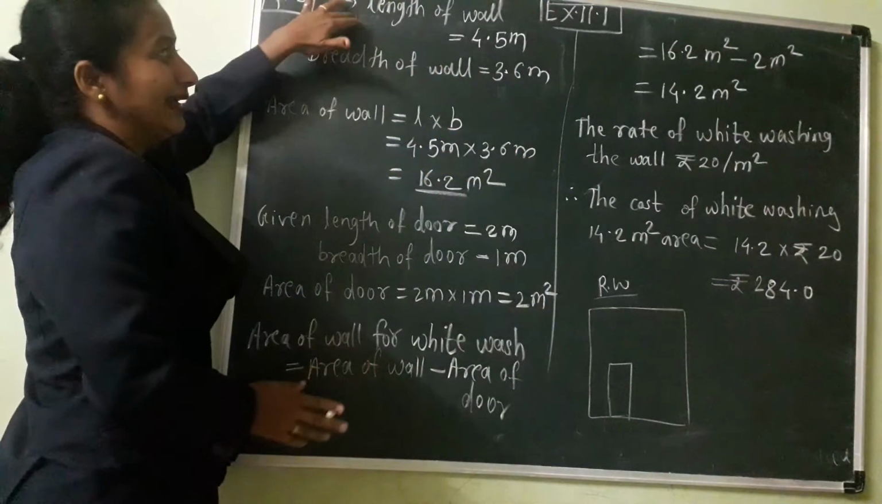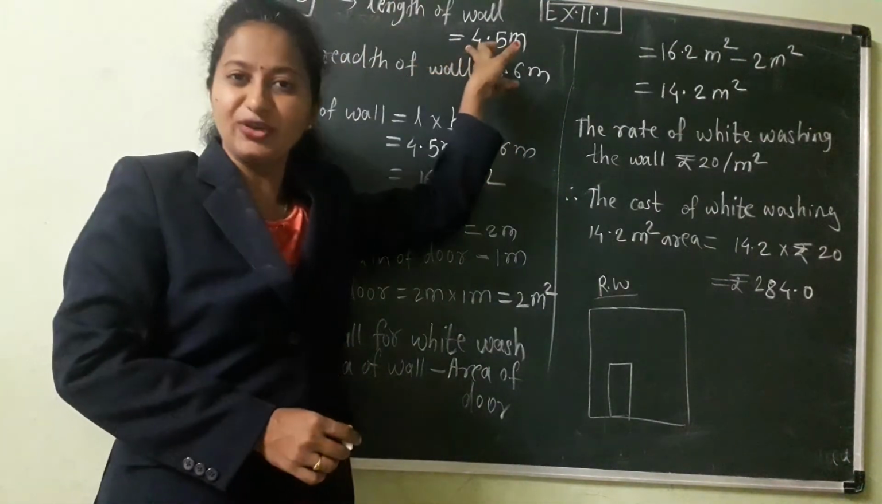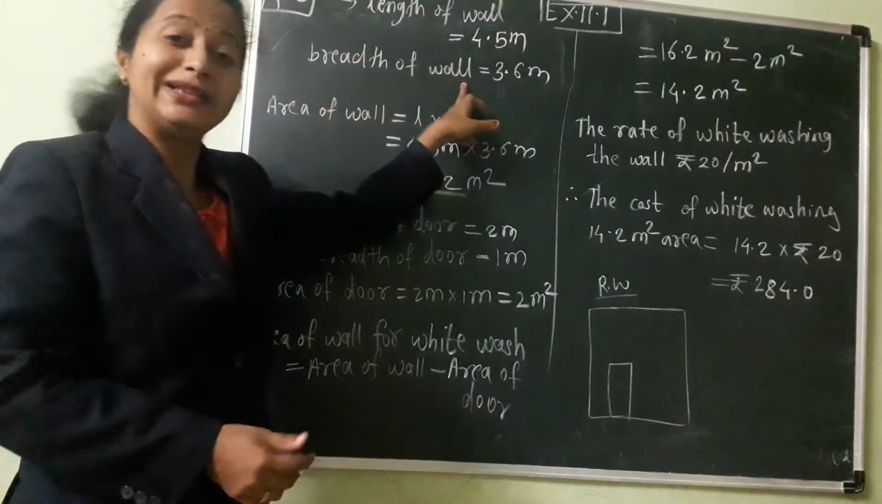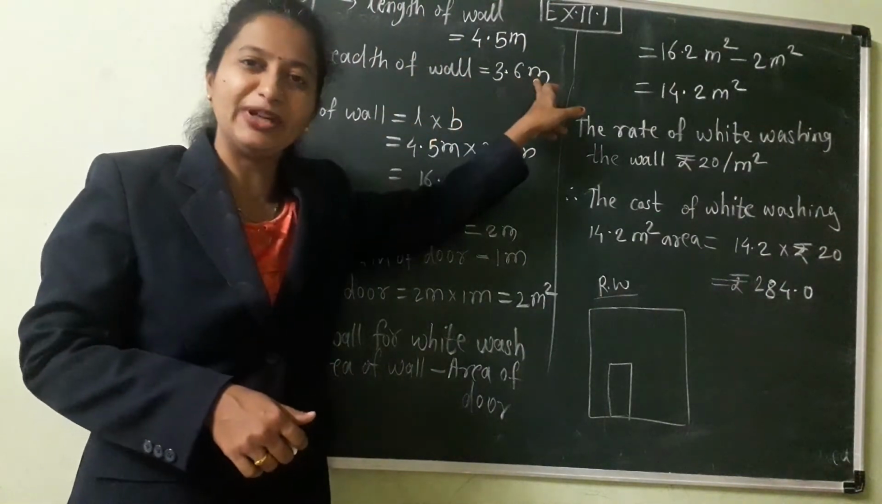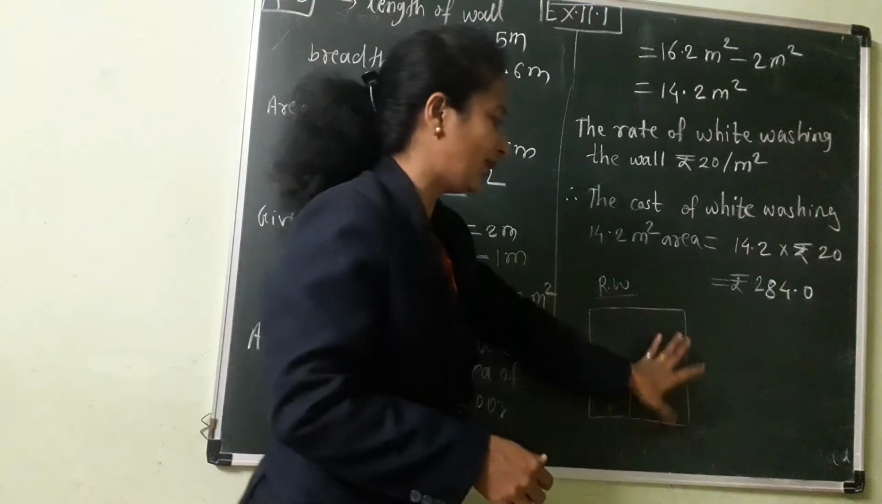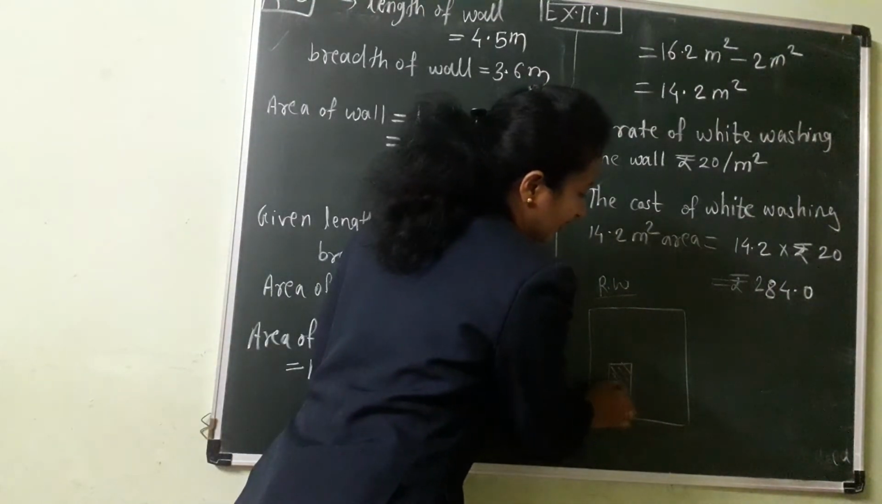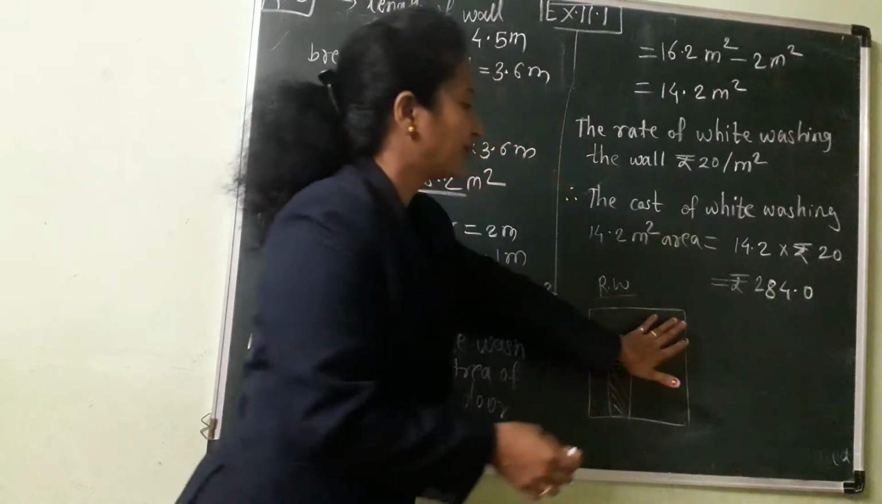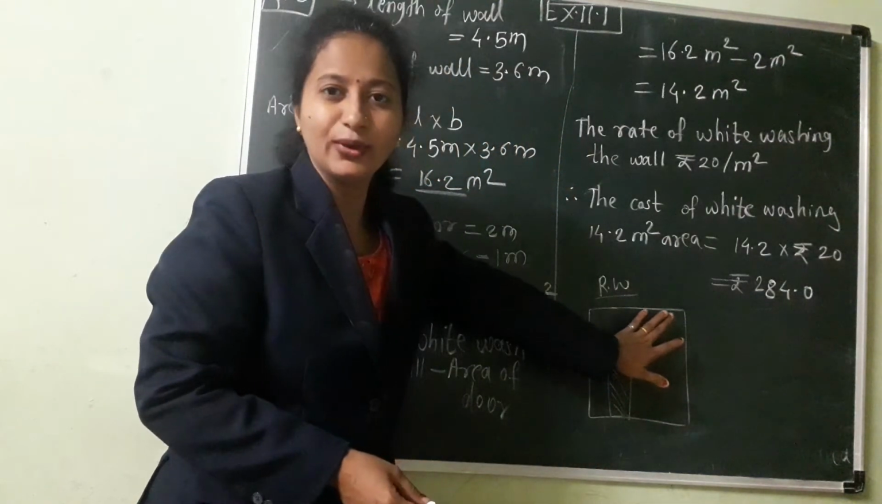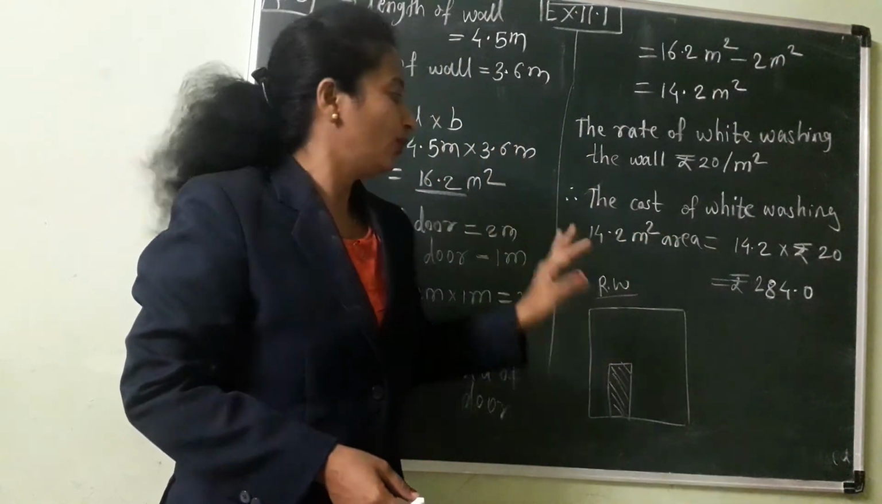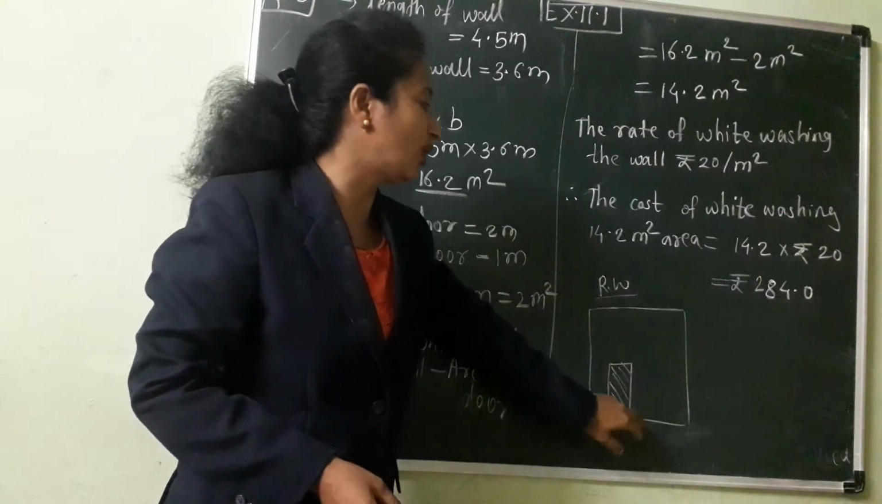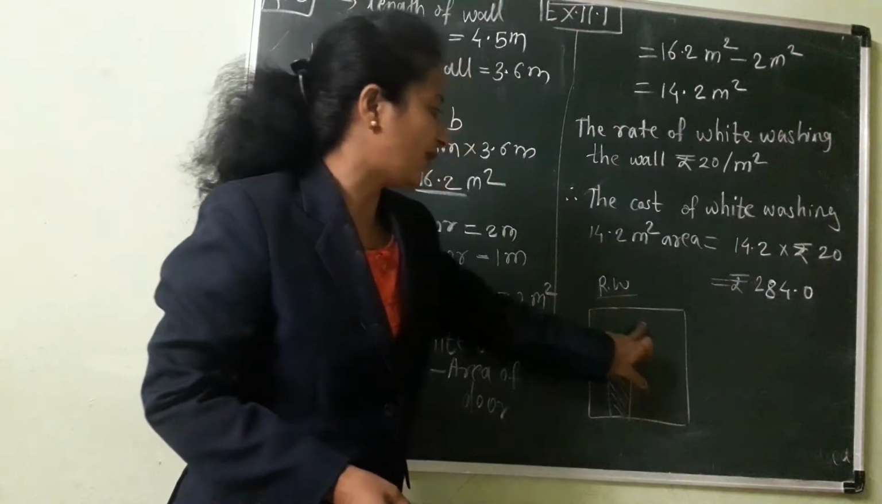Here the length of the wall is given, that is 4.5 meter. Yes, the breadth of the wall is also given, that is 3.6 meter. Suppose this is the wall, consider this one is the wall and this one is the door. That means this door is fitted in this wall. And what we have to find here is the cost of whitewash for this area.